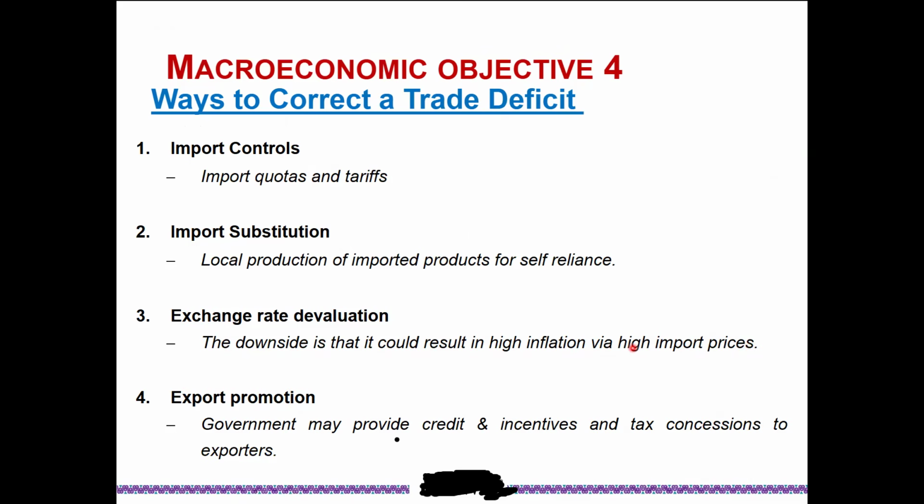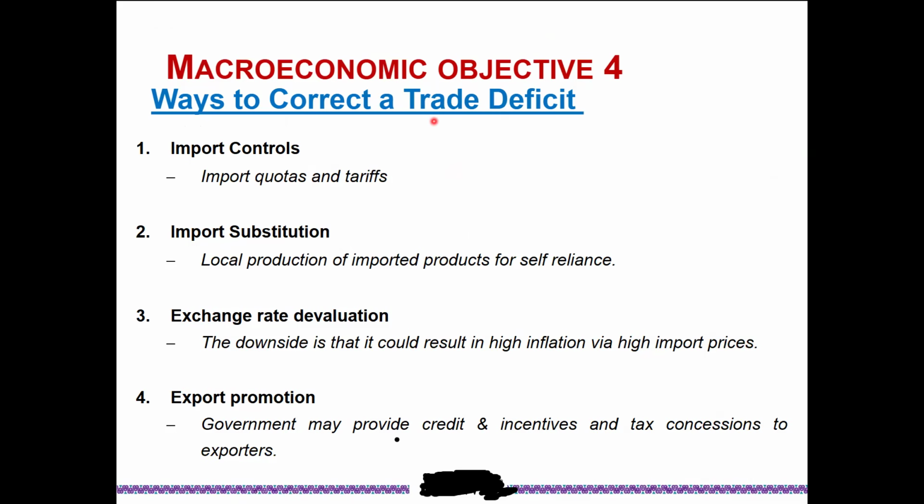And then we also have export promotion. Export promotion is where the government may provide credits, incentives and tax concessions to exporters. So this is where the government is trying to increase our exports. Remember, we have a trade deficit, right? Meaning that our imports are greater than our exports. So to correct this trade deficit, we have to encourage exports, right? So the government will do what we call export promotion by providing credits.